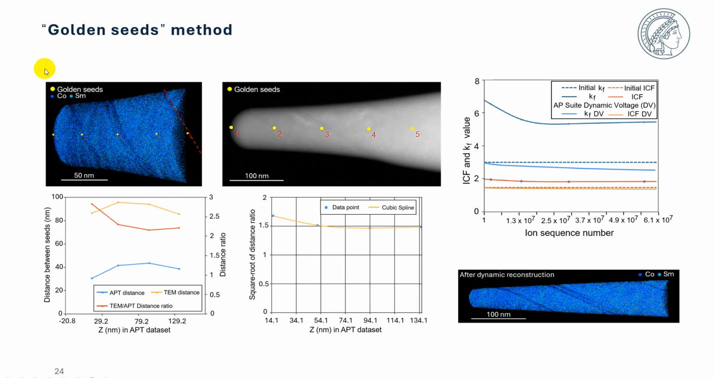And if you do the initial reconstruction of your APT dataset, and you don't know which KF and ICF to use, you can just randomly use a value to generate a reconstruction result like this. So now you can just rotate your sample to match the direction of your three-dimensional APT dataset to match the direction we view here, then set the golden seeds inside your APT datasets.